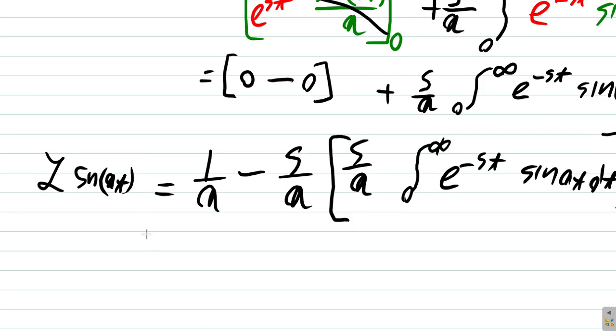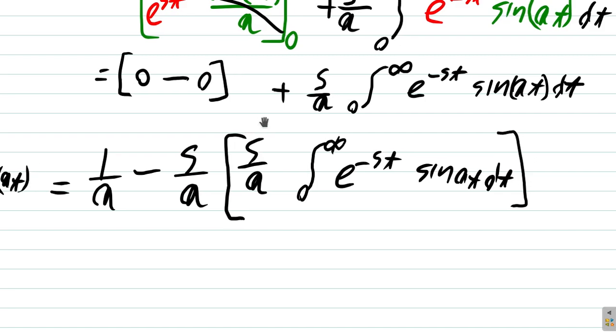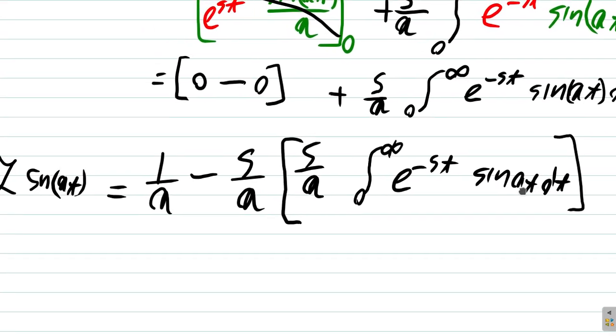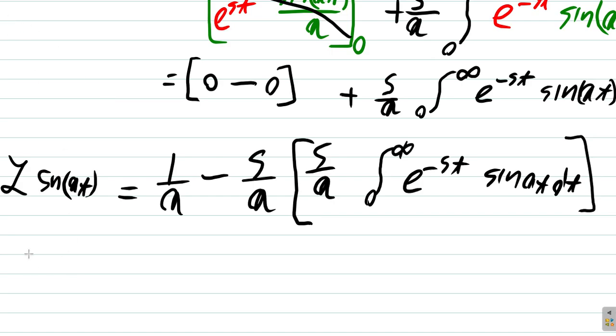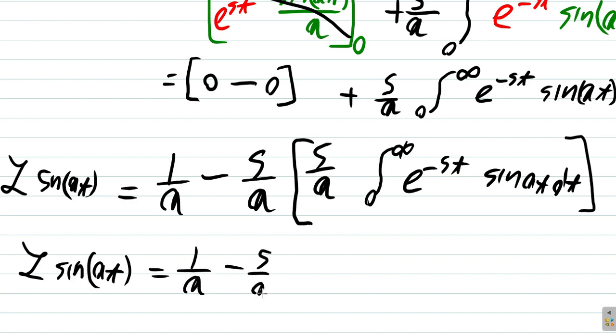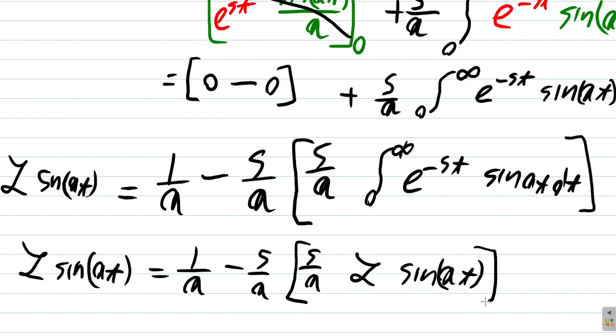Now, the thing is, what is this here? The integral from 0 to infinity of e to the negative st sine at is the Laplace transform of sine at. This, you know. So, the Laplace transform of sine at equals 1 over a minus s over a times the Laplace transform of sine at. This is what we're dealing with, right?